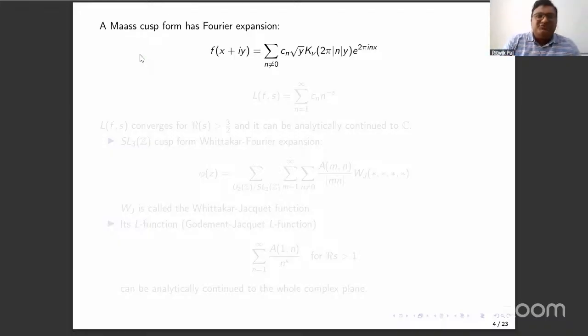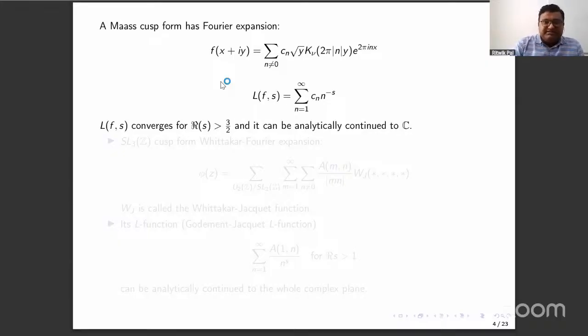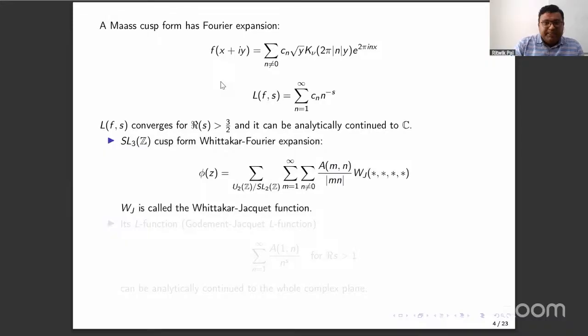Okay. So K_nu is the Bessel function of the second kind, and this Fourier expansion is given over n not equal to 0, n belongs to Z, so both the positive and negative indices are covered. It has a Dirichlet series attached to it, and the Dirichlet series converges for real s greater than 3 by 2, and it can be analytically continued to the whole complex plane. This is for cusp forms only. I am not going to the Eisenstein part.